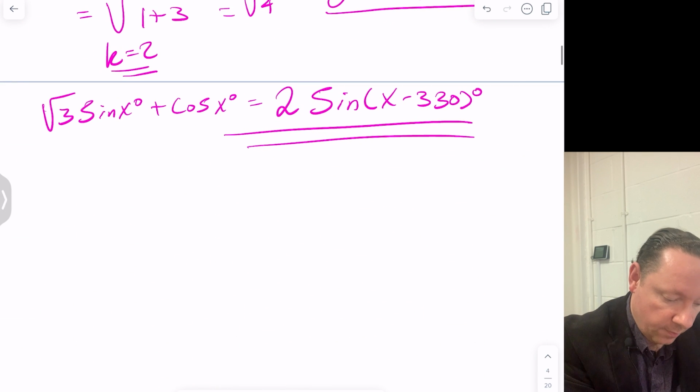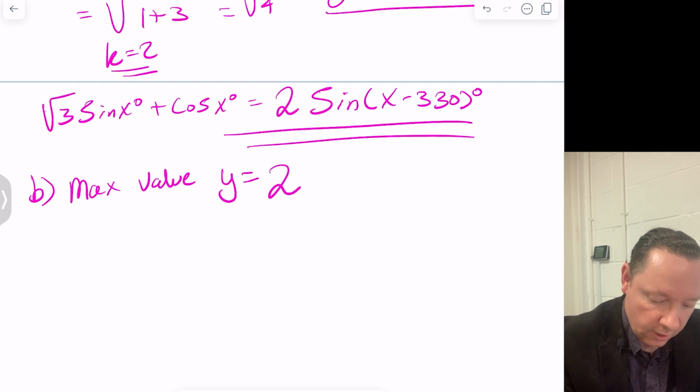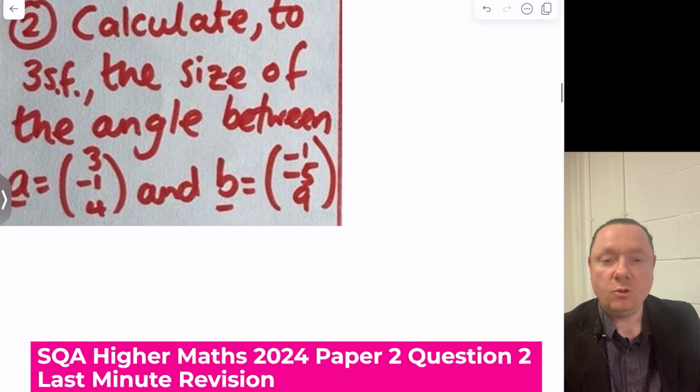So for part B, the max value is y equals 2. Because if you were to draw a graph of this, this is the whole power of the wave function. The max value would be 2 because it goes up to 2 and down to minus 2. And we have Maths 2024.